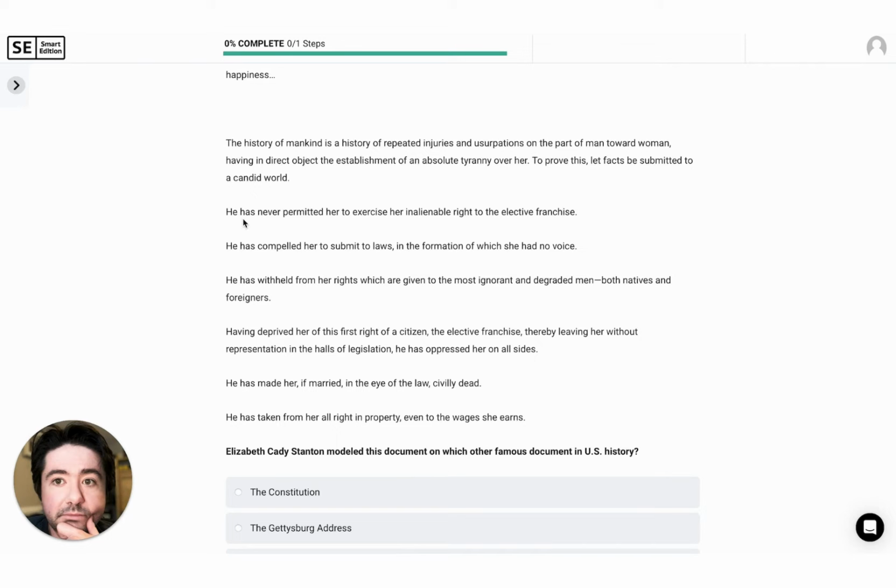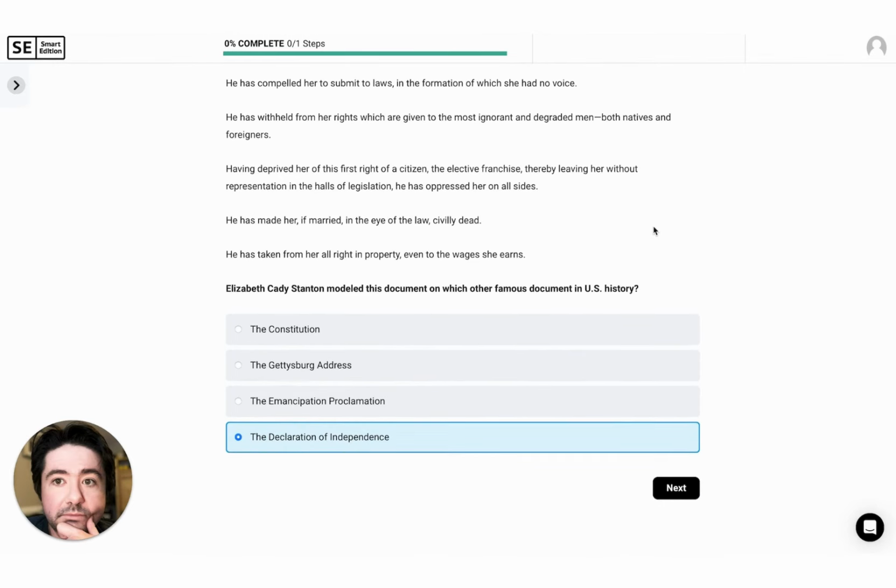As we can see, he has never permitted her to exercise her inalienable right to elective franchise. Men have never let women vote. She is saying it is time for women to get the vote. Unfortunately, though, that would not happen for another 80 years or so after this document was drafted. But she is using the template, like I've been saying, of the Declaration of Independence.